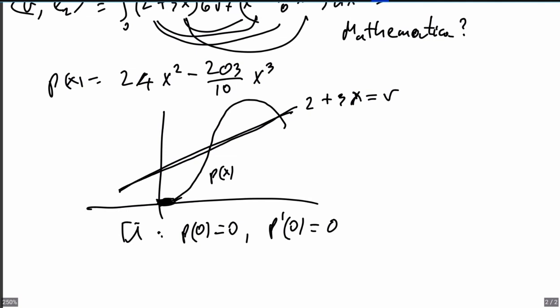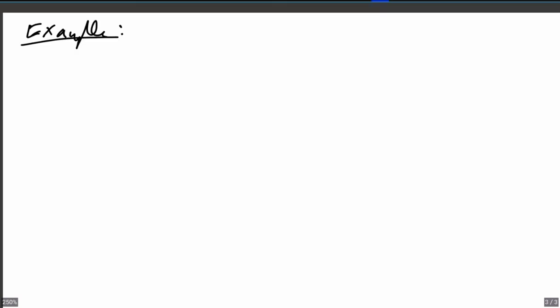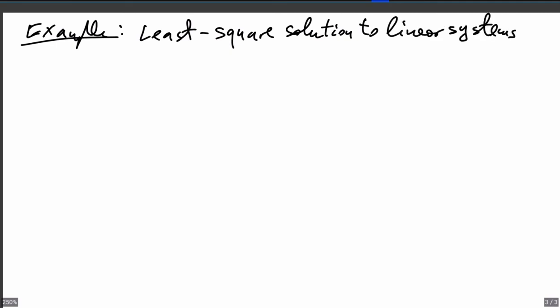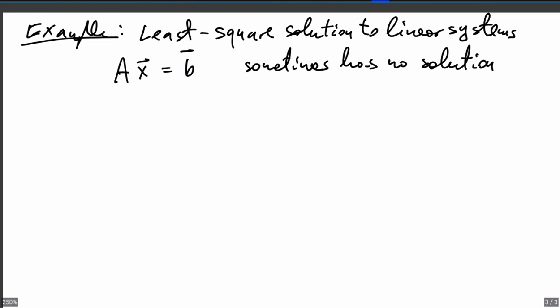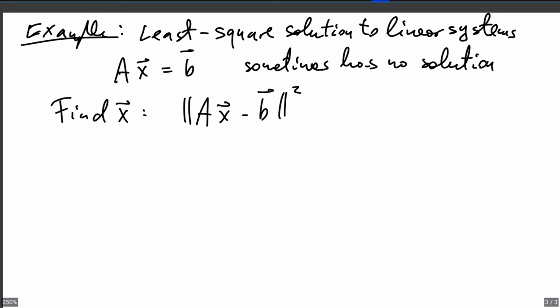Another example I want to show is the least squares solution to linear systems. So what we have is that the linear system AX equals B sometimes has no solution. Actually, many times it doesn't have a solution. So then what we might be happy to find is the X vector such that the norm of AX minus B, or the norm squared, which is the same, just squaring it doesn't change the minimum property, is minimal.